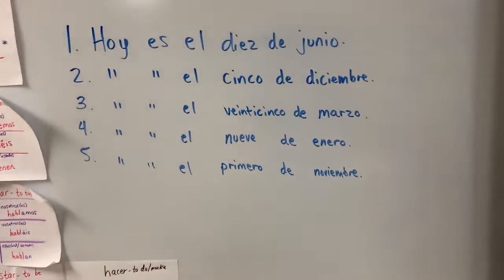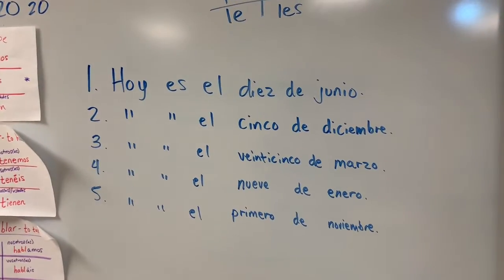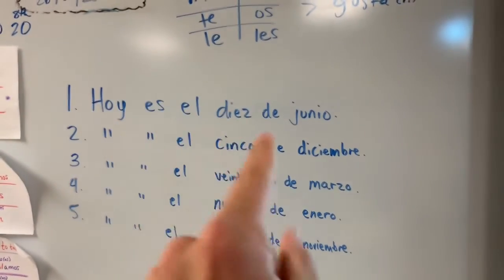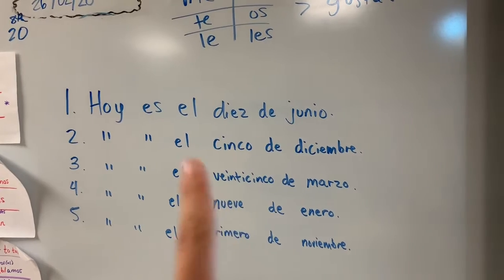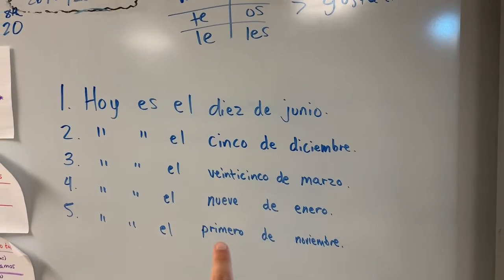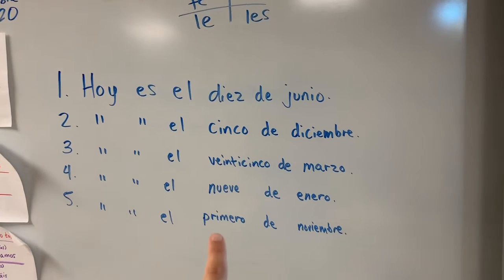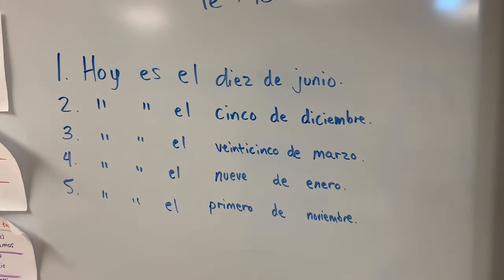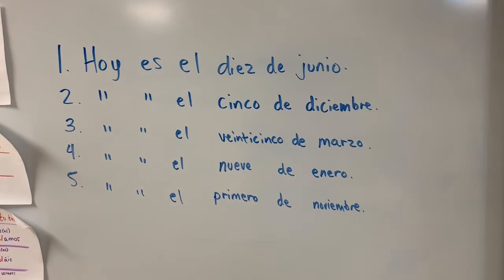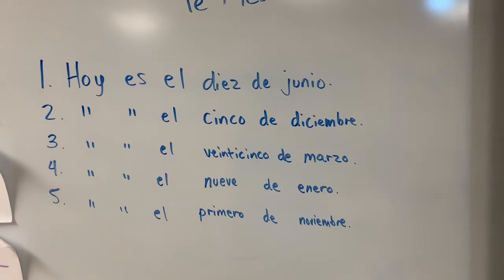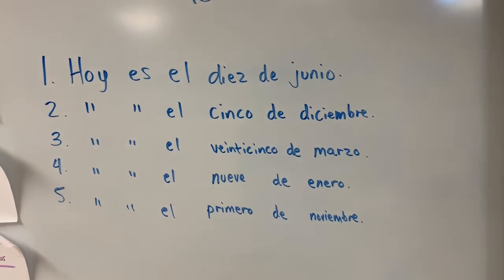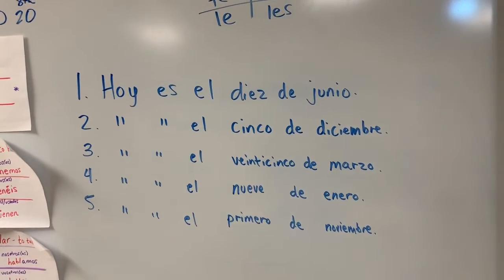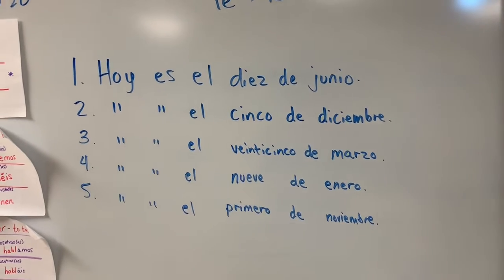So, what you'll notice is there's a little bit of a formula. You start off with hoy es, then you have el, and then the number. Except if you're talking about the first of the month, you do not use el uno, you use el primero. I'm not sure why, because in English, we actually use the ordinal numbers for every single date. We don't say the 2 of November, we say the 2nd of November. In Spanish, they just say the 2 of November. But with the first, they do say el primero. They use the ordinal number versus the cardinal number when it's the first.